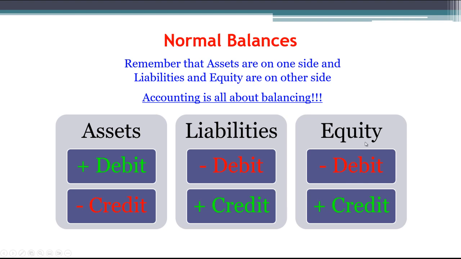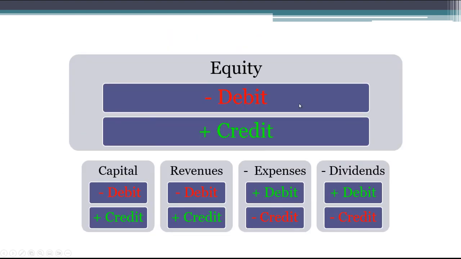But I want to stress here that I'm talking about equity overall as a top level category. When we break equity into basically four things that impact it, we have the capital, paid in capital, contributed capital, whatever term you want to use. That has a positive impact on equity. So if we increase capital, yes, we increase equity. So it's going to have the same normal balance rule as equity. A credit to capital is like a credit to equity.